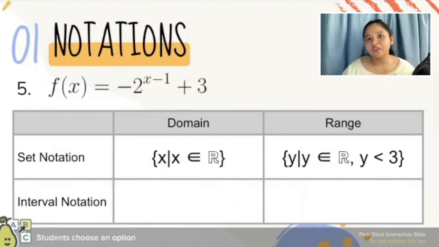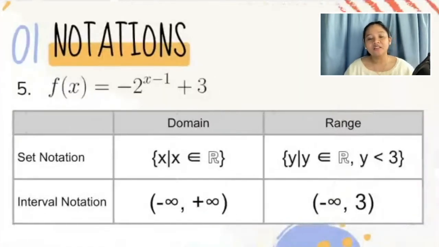Later, we can check if our answers for the set notation and interval notations for domain and ranges are correct by graphing them. So, ito muna. Try natin muna to determine ano kaya ang interval notation given the following set notations here. 5, 4, 3, 2, 1. Time's up. Correct answer is to write it down as negative infinity to positive infinity for domain. And then for range, negative infinity hanggang positive 3.